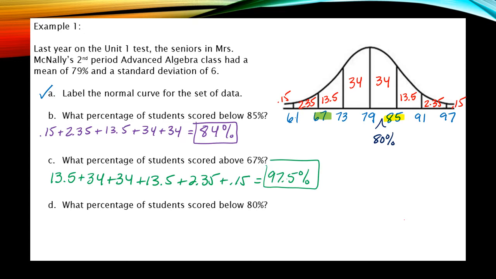So this is where the z-scores come in. A z-score allows you to calculate what the percentage is above or below some number without it having to be an exact standard deviation away from the mean. So this part D, we cannot do this yet because 80 is not one of our numbers. So that's where this z-score stuff is going to come in. So we'd have to use a z-score.